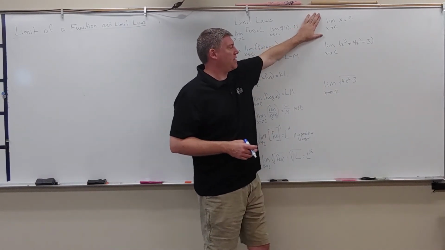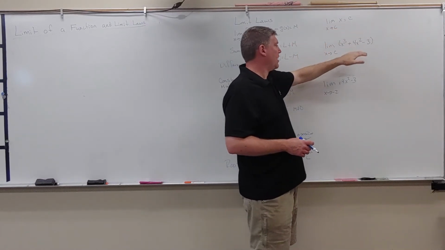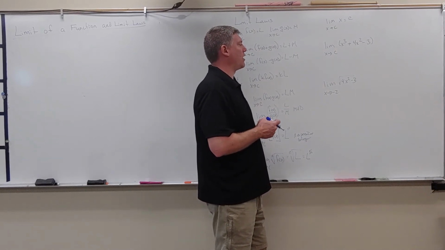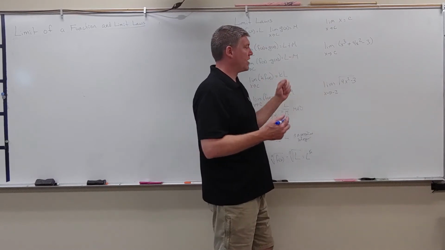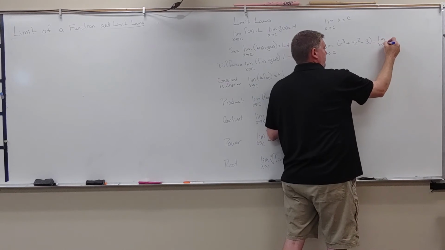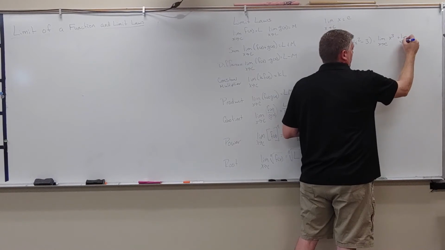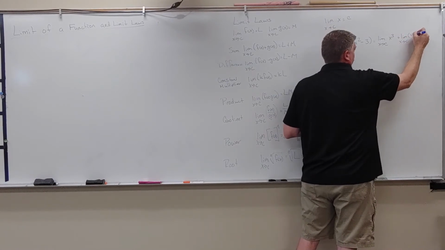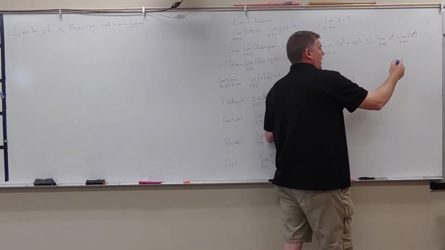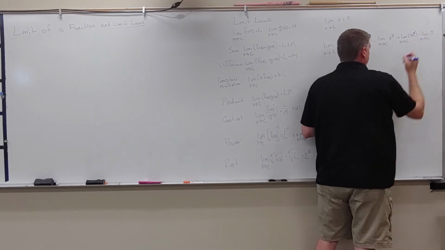So here I have the limit as x approaches c of x equals c. Here it's asking me for the limit of the quantity x cubed plus 4x squared minus 3 as x goes to c. So what we're going to do is separate this into 3 different parts. I'm looking at separating it into the limit of x cubed, the limit of 4x squared, and minus the limit as x goes to c of 3.